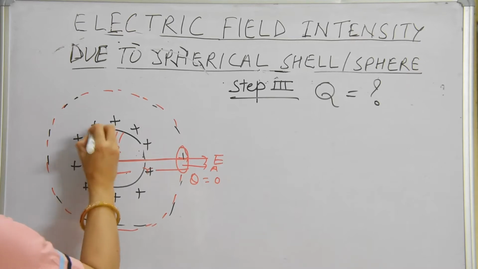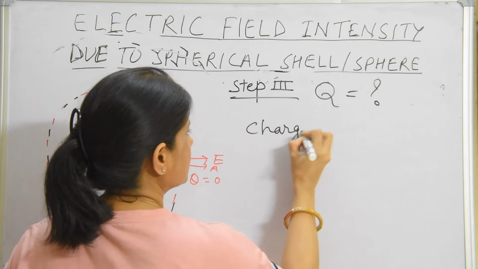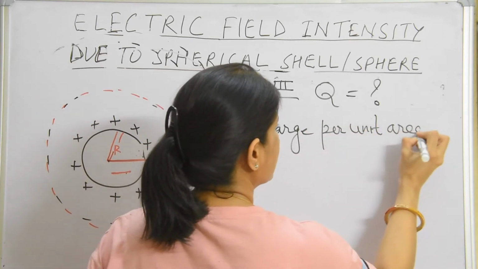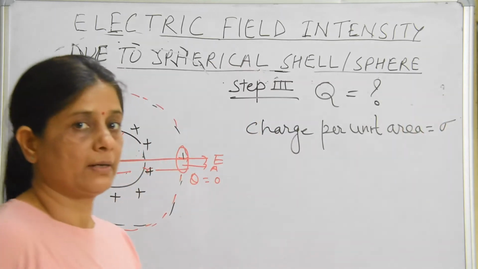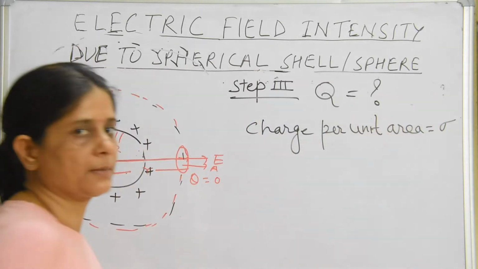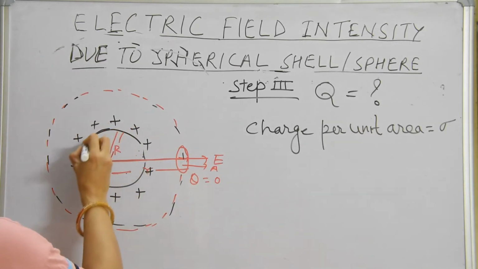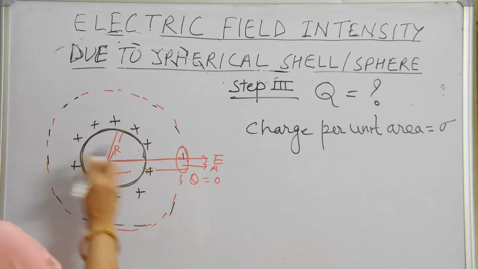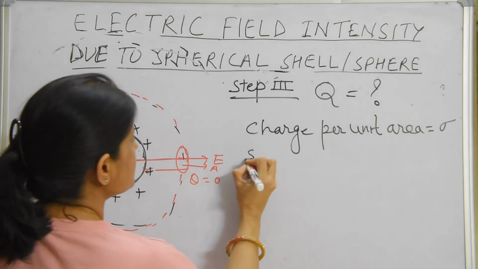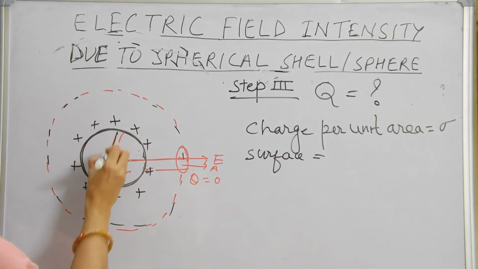See, we know that charge per unit area is sigma. Now we have to see which area. We have to see this area. And in this area, what is the value of surface area? Here it is 4 pi, this is capital R square.